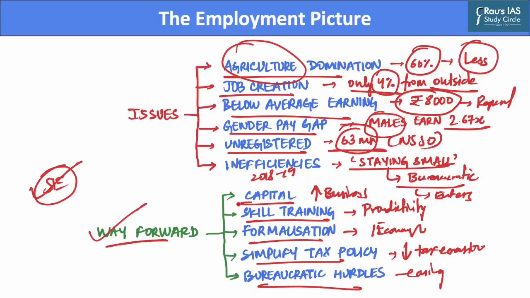And this can be done by improving their access to capital, skill training, formalizing their participation in the economy, simplifying the taxation policies, and reducing the bureaucratic hurdles, which will further help the self-employment ecosystem in the country. This was all for today's discussion on the employment picture that exists in India.